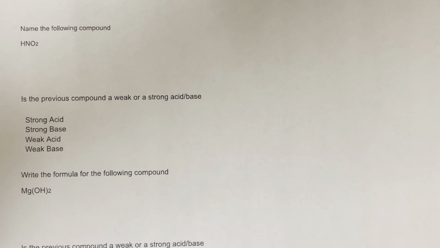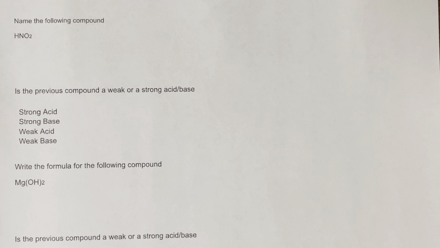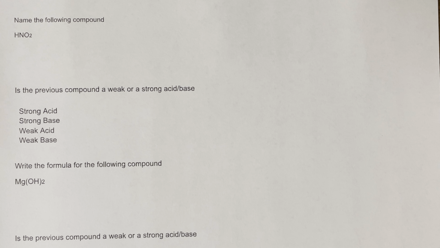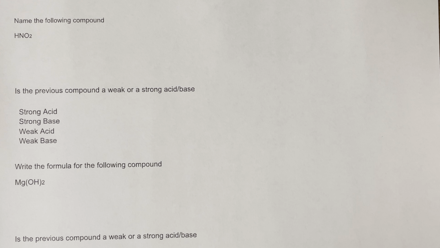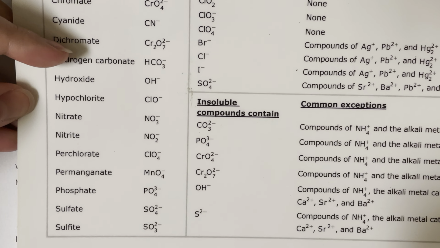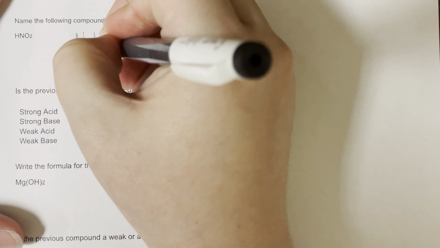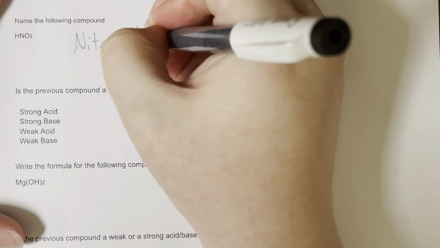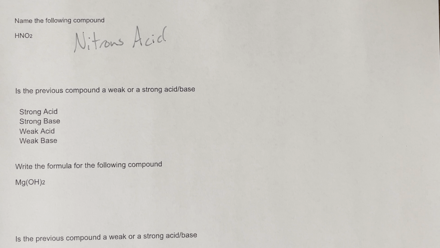Name the following compound. HNO2. Since I am going to be leading with an H, I can assume that this is going to be an acid. Since NO2 is not directly from the periodic table, it is a polyatomic ion, I am not going to use the prefix hydro. And I just need to figure out what form of the polyatomic ion it is so I can figure out what suffix to use. NO2 is nitrite. Ite goes to ous, so nitrite turns to nitrous. And then all acids get the word acid at the end. So this is nitrous acid.